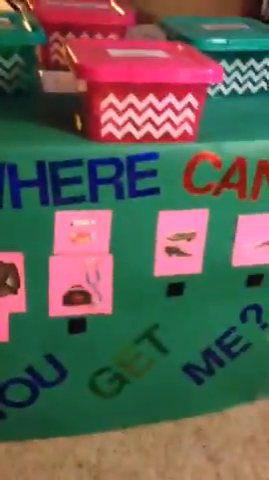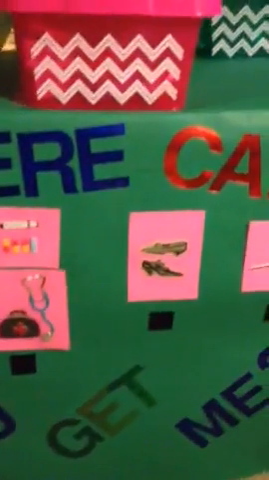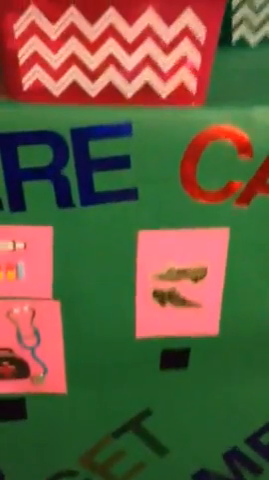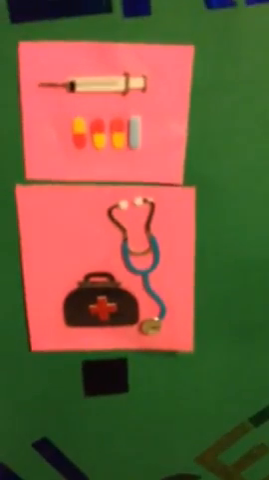The second side is Where Can You Get Me? It has pictures of clothing, a doctor's stuff, shoes, and a gun. And then you take the little placards, which are right here, and the child would choose which spot they go on. That way they would learn all the different merchants in the colonies, or a few of them that we learned in our lesson.